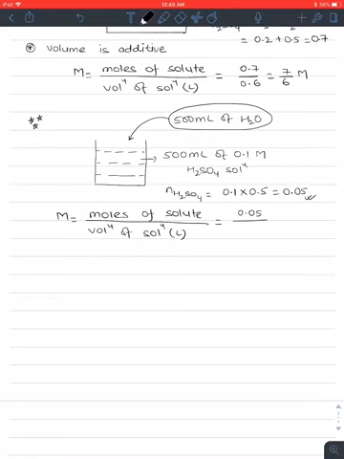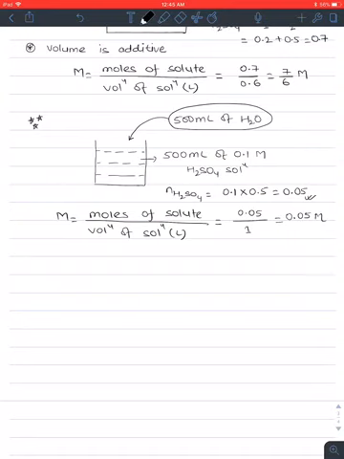Upon what will be total volume of the solution? 500 ml of solution was initially present. Now 500 ml of water is added. So total volume will become 1000 ml. And in liters, it is equal to 1 liter. So molarity of this solution will be equal to 0.05.